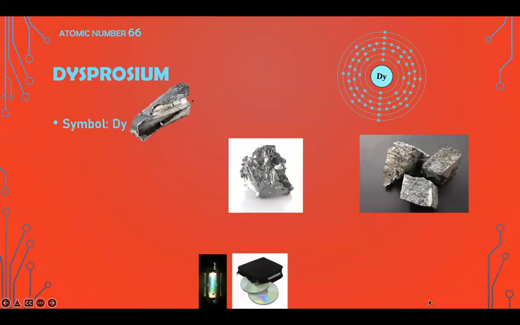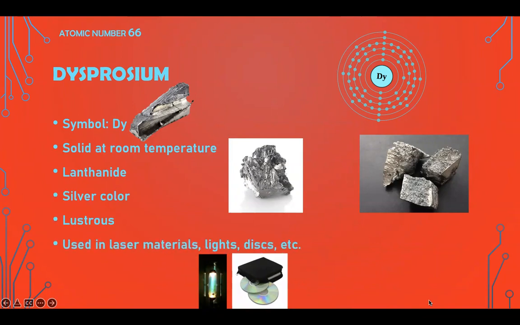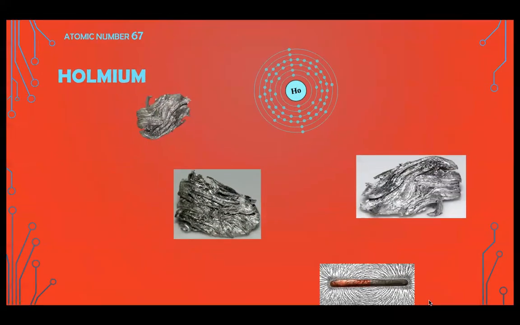Dysprosium. Its symbol is Dy. It's a solid at room temperature. Dysprosium is a lanthanide. It has a silver color. It's lustrous. It is used in laser materials, lights, discs, etc.